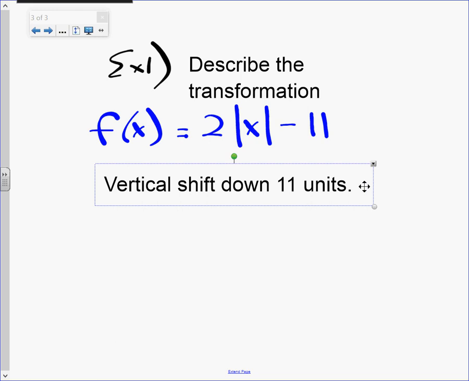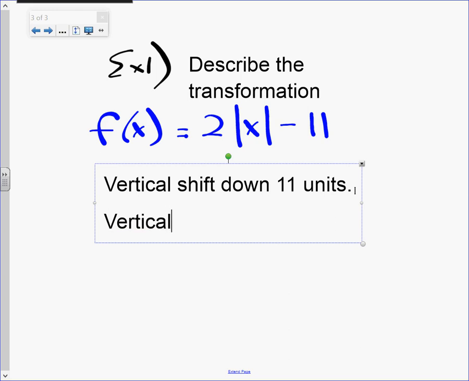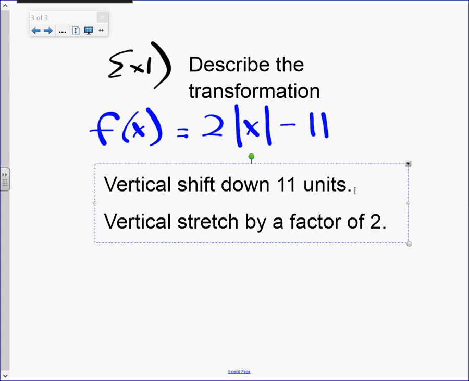Right, next sentence. Here we go. Is this really that hard, you guys? Come on. Watch the way I'm going to write it. Vertical stretch by a factor of 2. A factor means something you multiply. So when we describe stretches, we always describe it by a factor. The vertical stretch by a factor of 2, write that down.